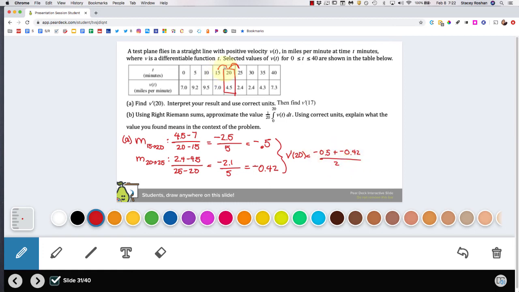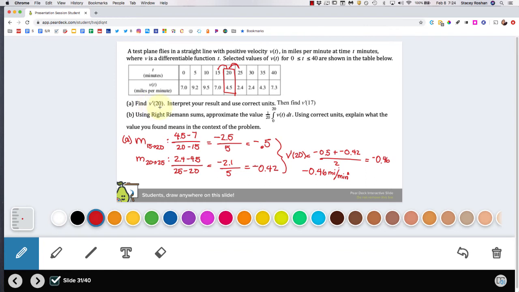Because you're going on the left a little and on the right a little bit, and then the average will give you the best approximation. So that's going to be negative 0.46. And then our units are going to be miles per minute per minute. Negative 0.46 miles per minute squared. And so when it says interpret your results, that is just the instantaneous acceleration at time 20 in miles per minute per minute.